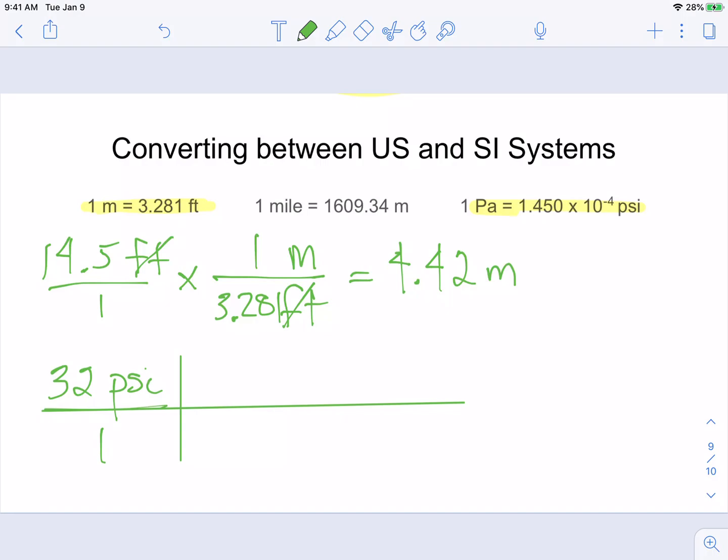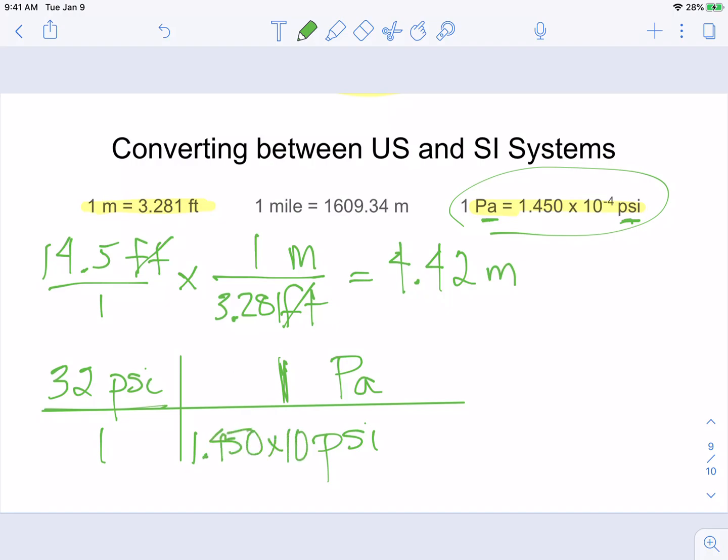Okay, so if I'm going to change to pascals and I look up here at my little conversion, I can see that since I have PSI in the numerator, if I want that to go away, I need to put it in the denominator here so they can cancel out. So I know that I'm going to want PSI in the denominator and pascals in the numerator. And then I go up here to my conversion and say, okay, that conversion says 1 Pascal, that's a 1, sorry guys, is equal to 1.450 times 10 to the negative 4.